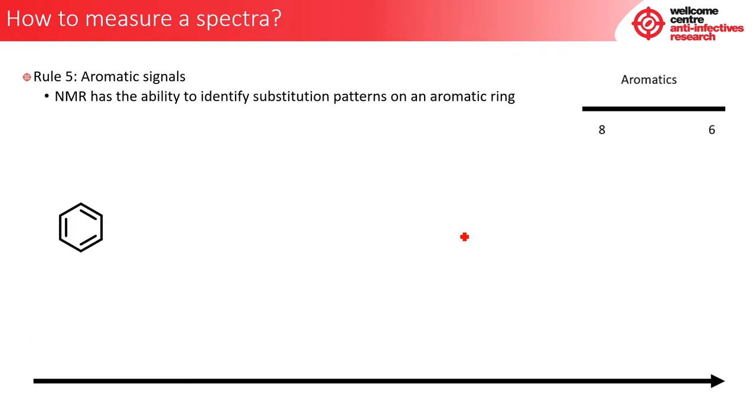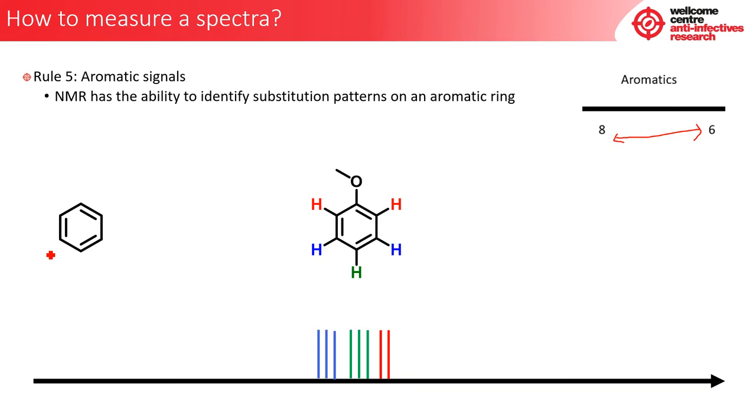So here we have the aromatic signals. The NMR has the ability to identify substitution patterns on an aromatic ring. Aromatics, like we said before, fall between the regions of 6 to 8 on the spectra. How far they fall within this region depends on what they're connected to. So here we have our aromatic benzene ring, and now we're going to start to look at substitution patterns on each one of these rings. The first, let's look at it here.